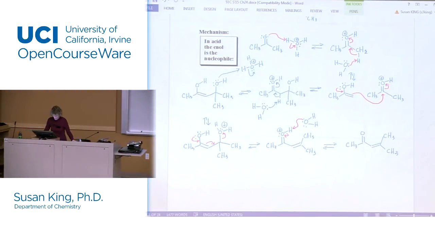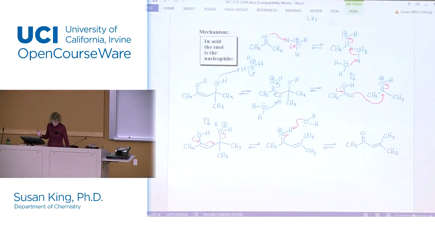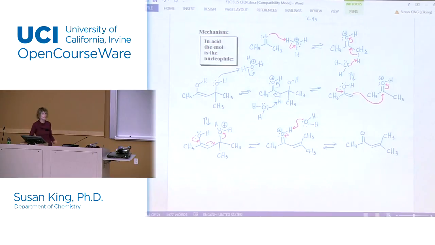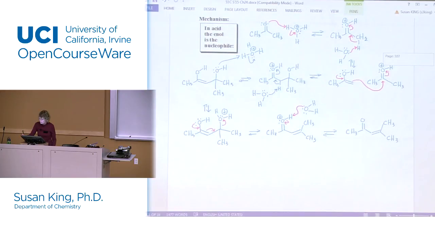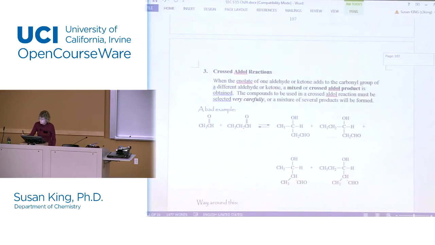Okay, so that's acid catalyzed. Now we want to talk about crossed aldol. So this would be more of a self-condensation where we take our aldehyde, aldehyde or ketone, we add base, and it condenses with itself. What if we wanted to use two different aldehydes and condense them together? So we're going to have to be really careful if we try to do that.